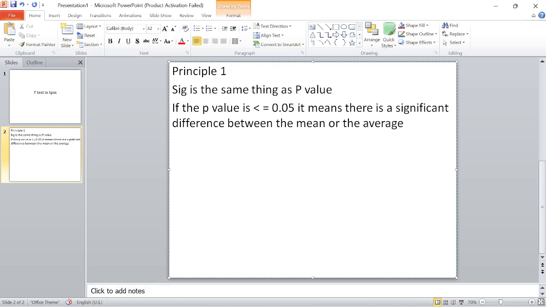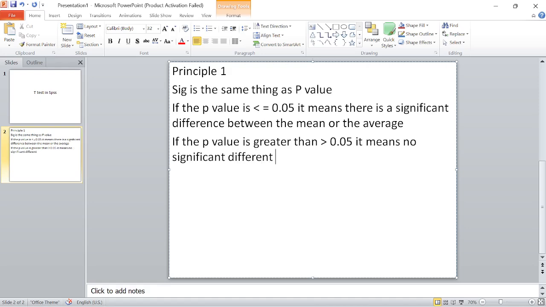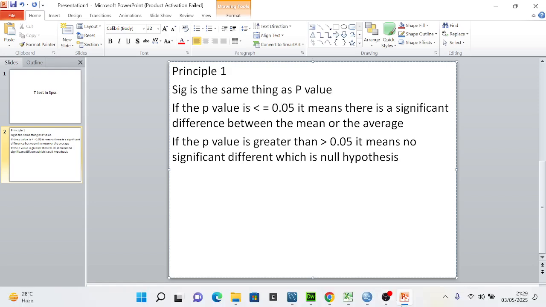So if the p value is greater than 0.05, it means no significant difference. Can you see where they got the sig? No significant difference. No hypothesis. You understand? So now, in this case, let's go back to this place.